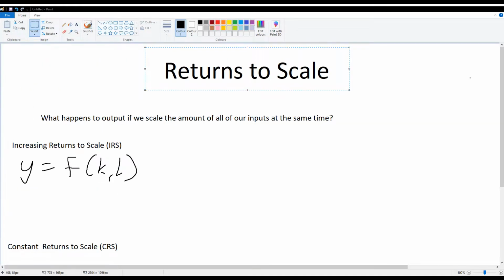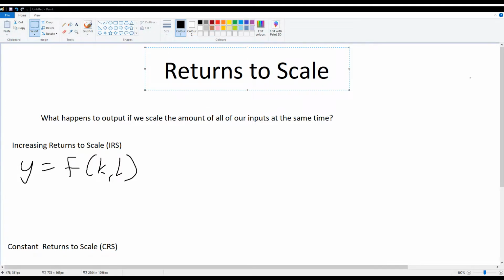What is returns to scale? What are we trying to get at when we say returns to scale? What are we interested in? Basically, we're interested in what happens to our output if we scale all of our inputs by some amount at the same time. Okay, so I'll give an example. It'll hopefully become more clear.